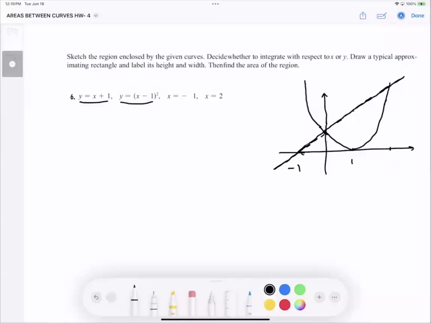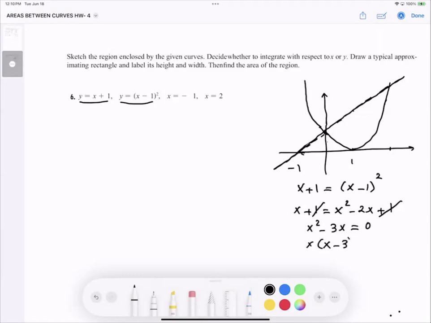So what I'm going to do is set x plus 1 equal to (x minus 1) to the second power, or x plus 1 is equal to x squared minus 2x plus 1. So I can get rid of some of the terms like 1 and 1. So I get x squared minus 3x equal to 0. If I factor out x, I get x(x minus 3) equal to 0. So x is 0, x is 3.